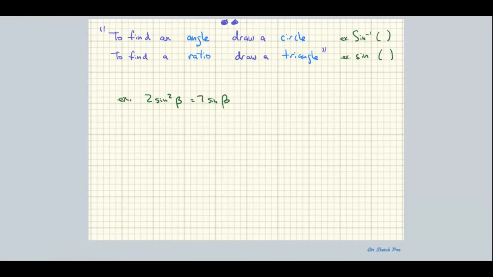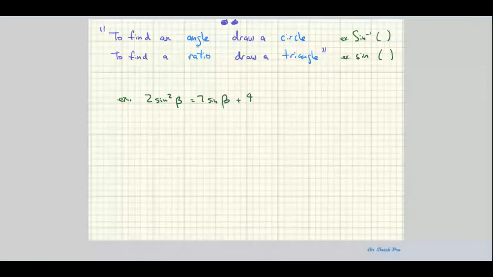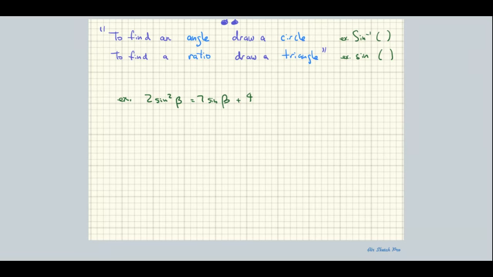Okay, so let me zoom this out so you can see what I'm writing. Find my pencil again. 7 sine beta plus 4. So, this is a quadratic equation.